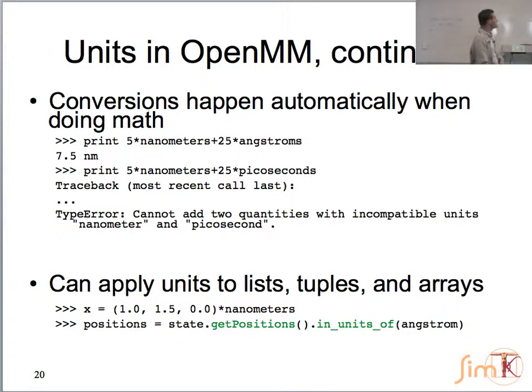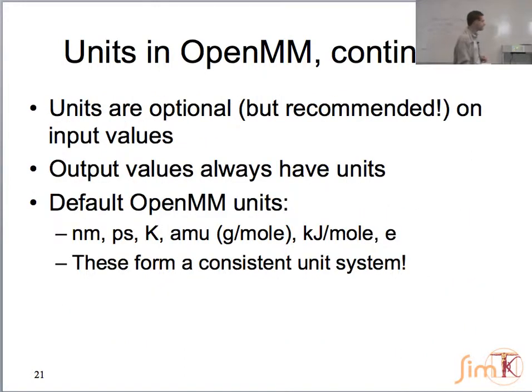You can apply units not just to numbers, but to any sort of numerical quantity: lists, tuples, NumPy arrays, no problem. Just multiply your whole tuple by nanometers, and it will do it. You can also strip off units or do unit conversions on entire arrays at once. So like state.getPositions, we can just call in_units_of angstrom and convert that entire array of positions all at once.